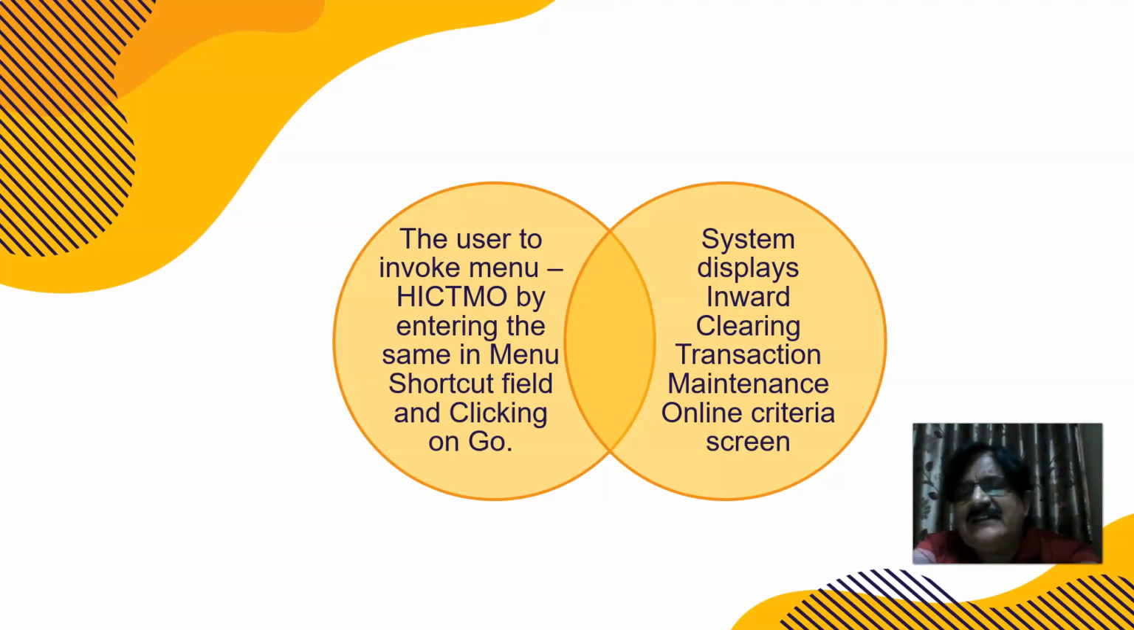System displays the inward clearing transactions maintenance online criteria. In HMICZ, we had entered the total number of instruments as well as the total amount of inward clearing, which was the grand total of all the checks received from all the banks in that particular day, and the number of instruments, right?